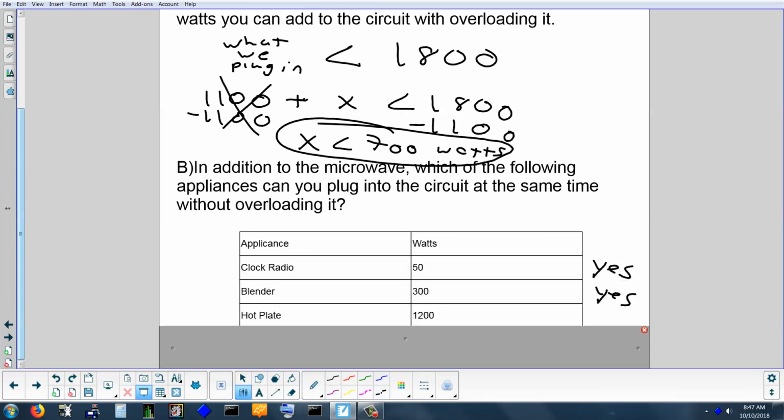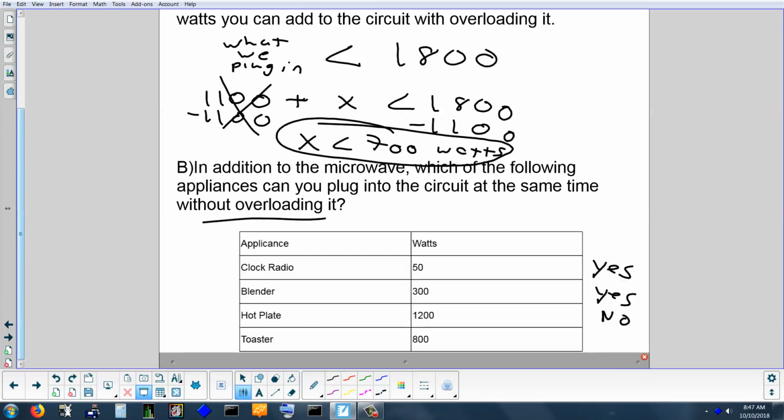Could you plug in a microwave and a hot plate and have them both on at the same time? No. I mean, you could, but it wouldn't. Yeah, not without overloading it. It would shut off if you have a circuit breaker.